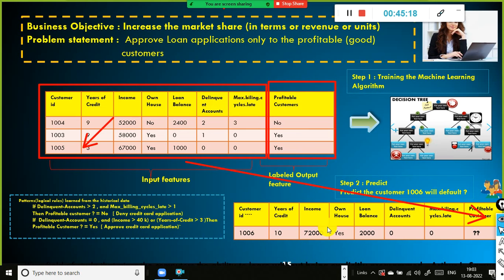Look here, Palani, are you there? If you apply this rule, what happens? Years of credit, right? Years of credit is more than 3. Yes, it is more than 10. And his income is more than 40K. Delinquent account is 0. Then he is a profitable customer, right? It will give you the output, yes.